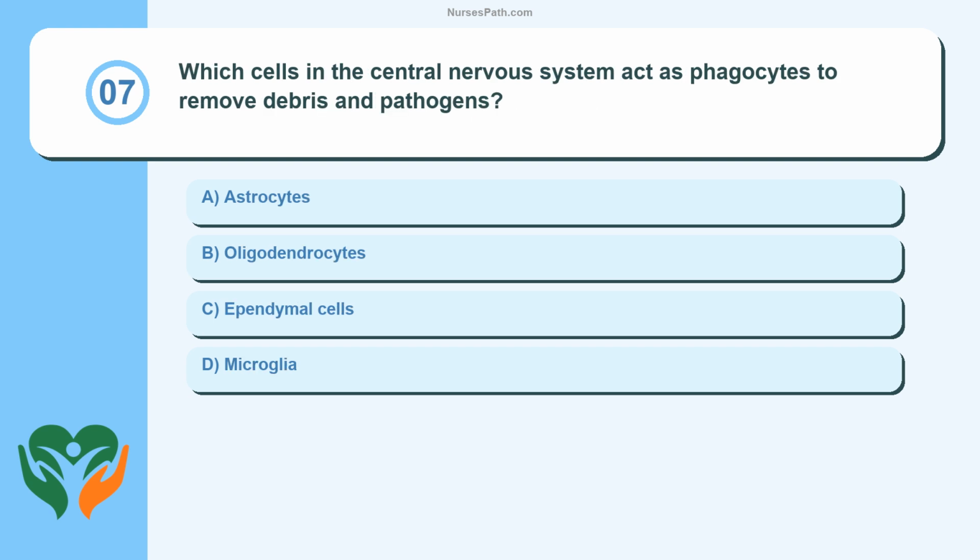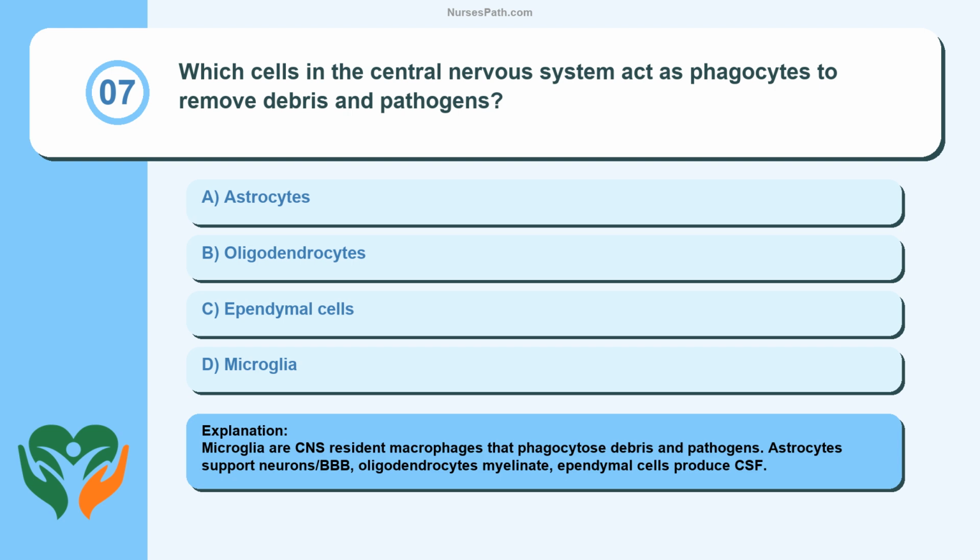Question 7. Which cells in the central nervous system act as phagocytes to remove debris and pathogens? Astrocytes, oligodendrocytes, ependymal cells, microglia. Microglia are CNS-resident macrophages that phagocytose debris and pathogens. Astrocytes support neurons and the blood-brain barrier, oligodendrocytes myelinate, ependymal cells produce CSF.